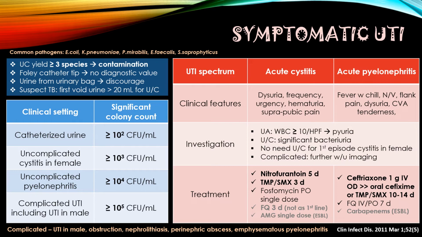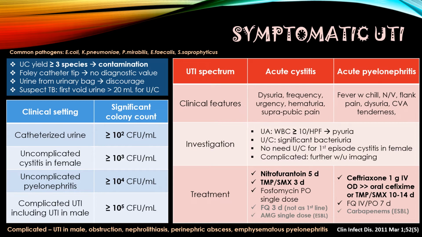Now we will talk about symptomatic UTI. First, I will talk about the spectrum of UTI. First is acute cystitis. This is inflammation of the bladder. The clinical features are dysuria, frequency, urgency, hematuria, or suprapubic pain. And if the infection goes beyond the bladder, up the ureter into the kidney parenchyma, it is considered acute pyelonephritis.